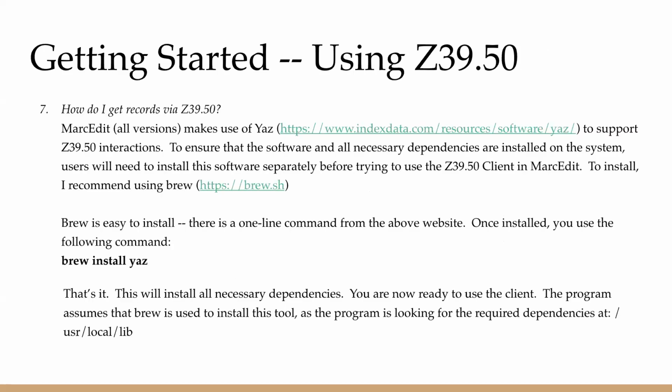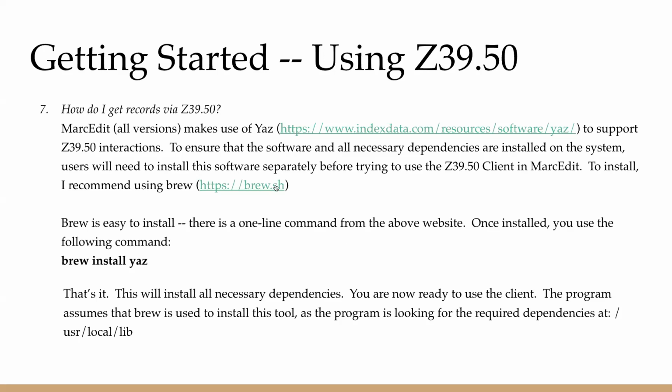So a lot of folks will also probably need to use Z39.50. MarcEdit does make use of Z39.50, using what's called YAZ. It's a piece of open source software maintained by Index Data to make sure that the program works with Z39.50. I require folks to install on their Mac systems the Z39.50 resources using a piece of software called Brew. It's a package manager that helps to facilitate the installation of software. You can just install Brew. It's a single line command.